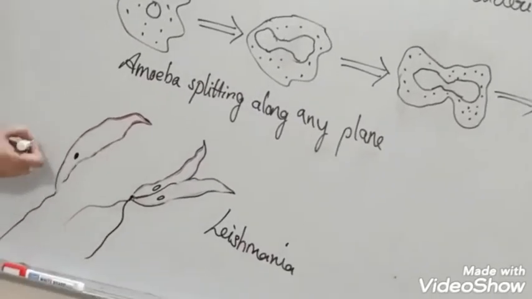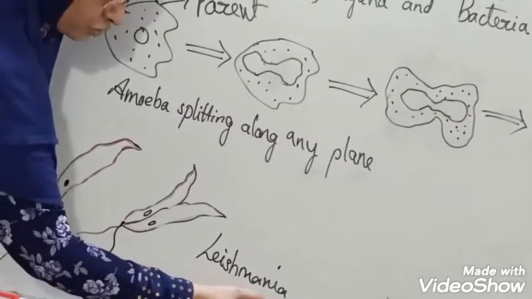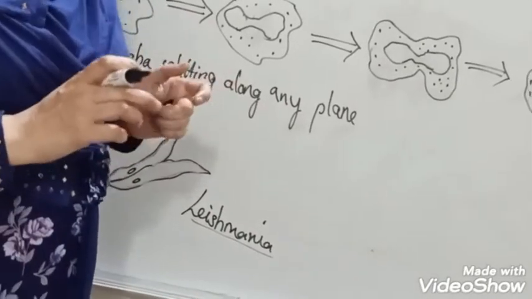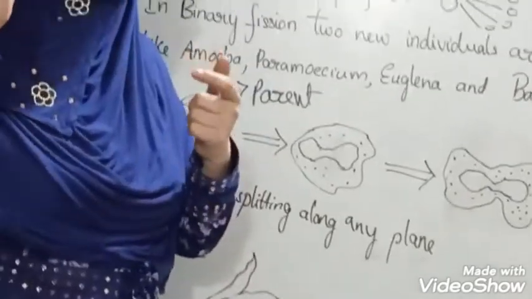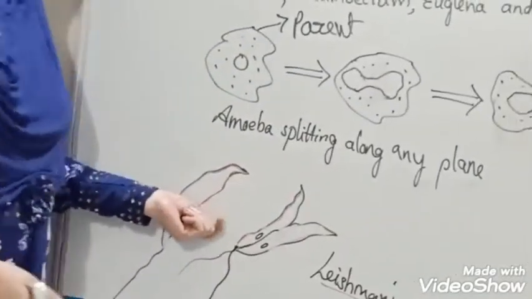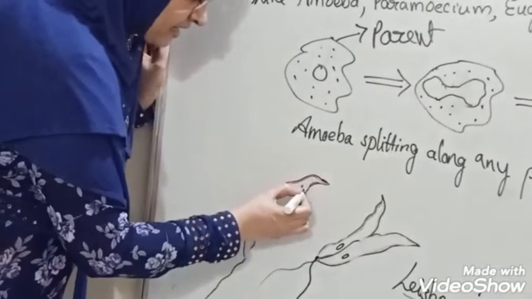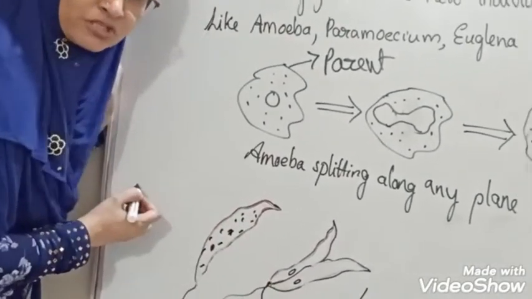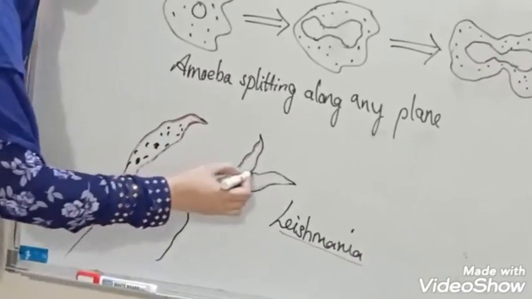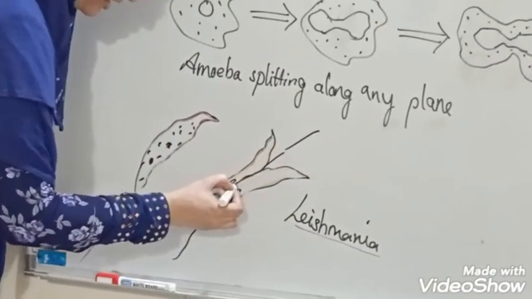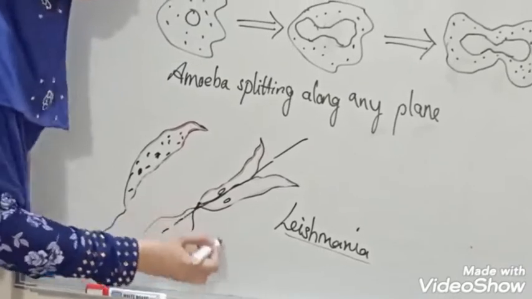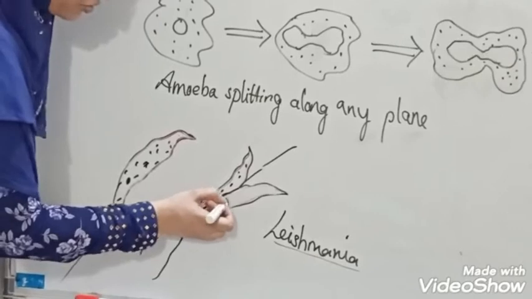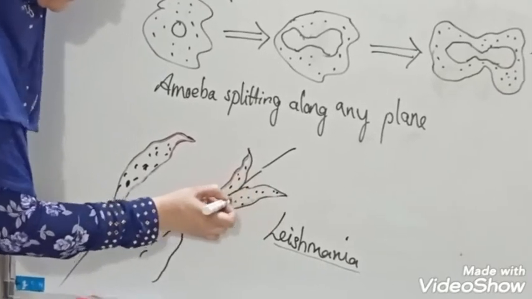But now I have drawn one more organism here. This is also a unicellular organism. This is the protozoan Leishmania donovani, which causes kala azar, right? Where the person always wants to be in the dark. So this organism doesn't split just anywhere. For example, this is Leishmania. It doesn't split horizontally or vertically, but it splits only in a particular direction and forms two daughter cells, and these two daughter cells will also be just like the parent cell.